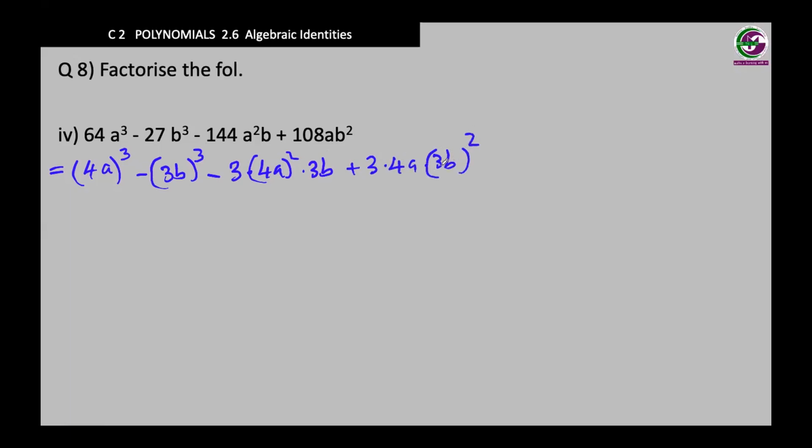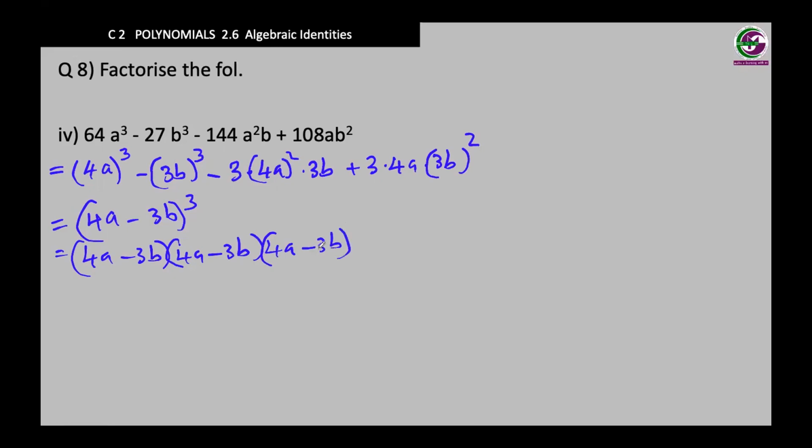Does it match? 3 square is 9. 9 times 4 is 36, times 3 is 108. Correct. 4 square is 16. 16 times 3 is 48, times 3 is 144. So the terms are 4a and 3b with a minus. So our factors are 4a minus 3b, times 4a minus 3b, times 4a minus 3b.